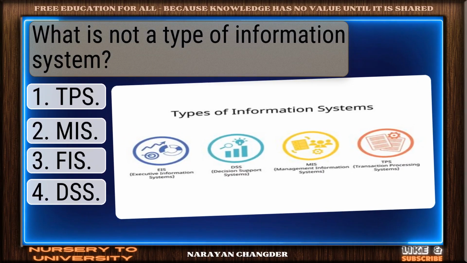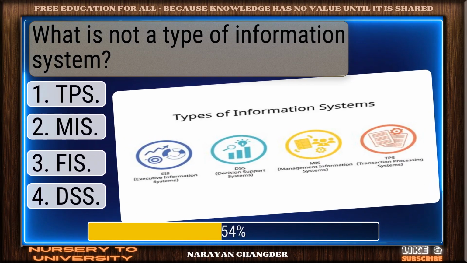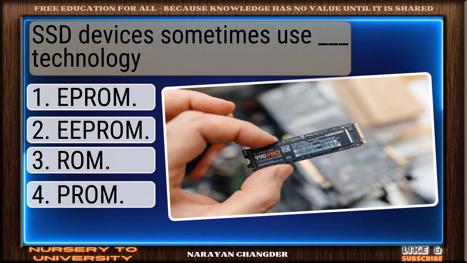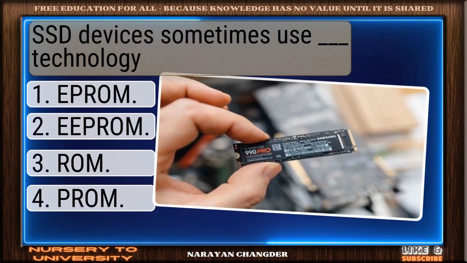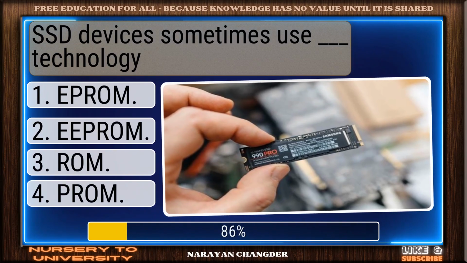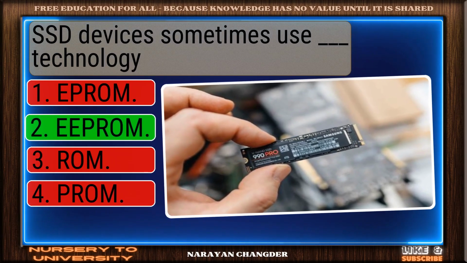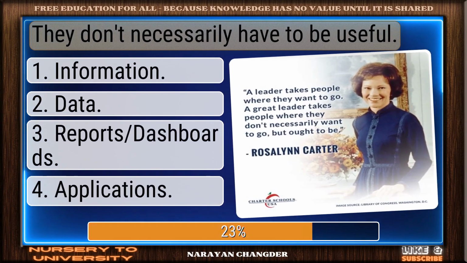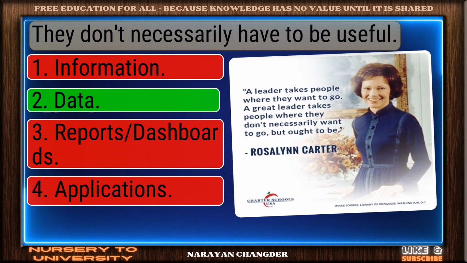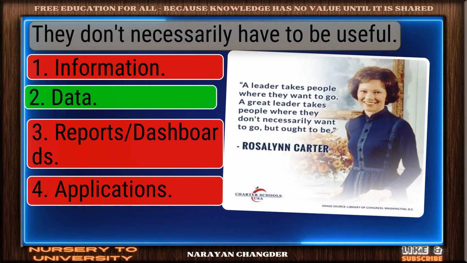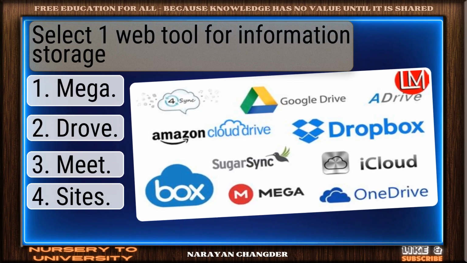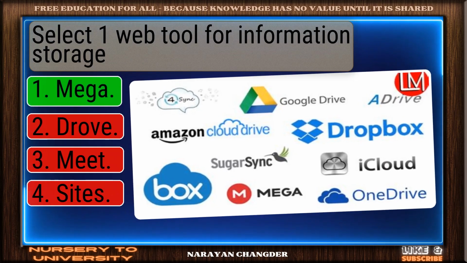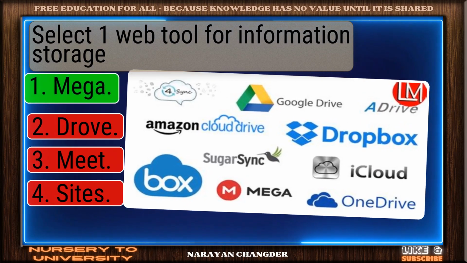What is not a type of information system? Perfect. FIS is the one. SSD devices sometimes use dash technology. Excellent choice. EEPROM is right. They don't necessarily have to be useful. Correct response. Data is accurate. Select one web tool for information storage. Right again. Mega is valid.